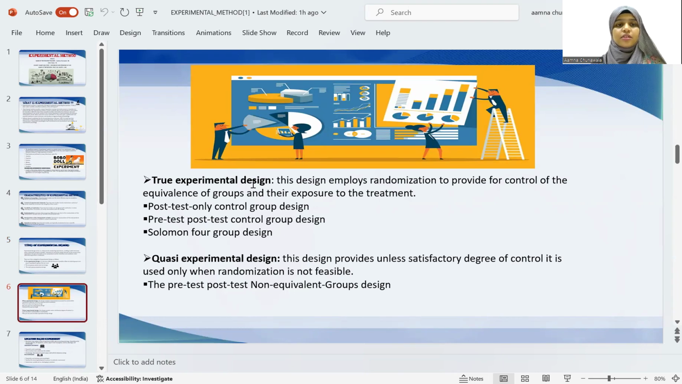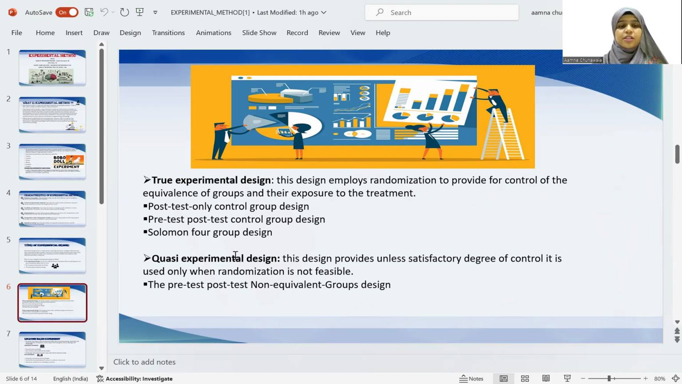Next, the second design we will look at is the true experimental design, which employs randomization to provide for control of the equivalence of groups and their exposure to the treatment. Under this, we have three sub-designs, which are post-test only control group design, pre-test post-test control group design, and Solomon 4 group design.